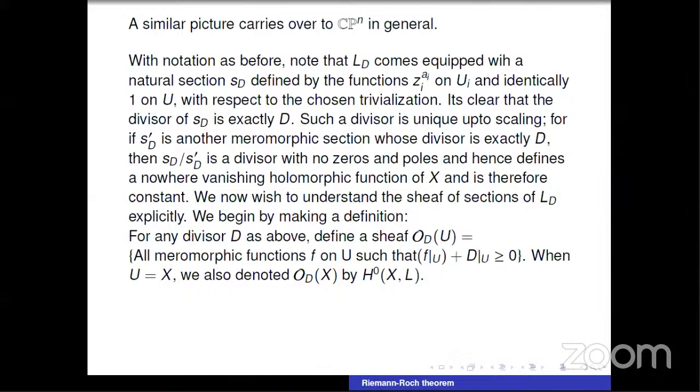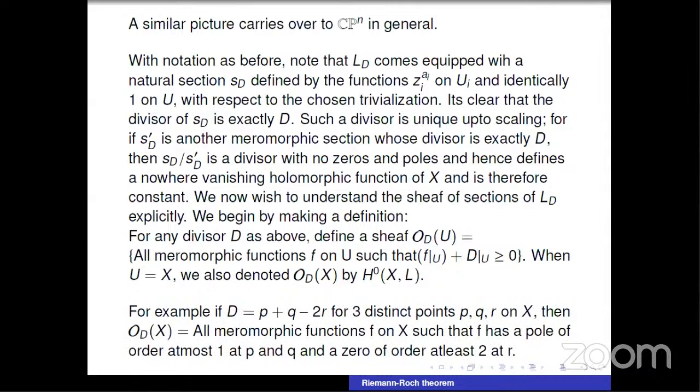Just to make sure that we understand this definition, let's take a simple example. For example, if D is the divisor P plus Q minus 2R for 3 distinct points P, Q, R on X, then OD of X is all meromorphic functions F on X, so that F has a pole of order at most 1 at P and Q and a 0 of order at least 2 at R.